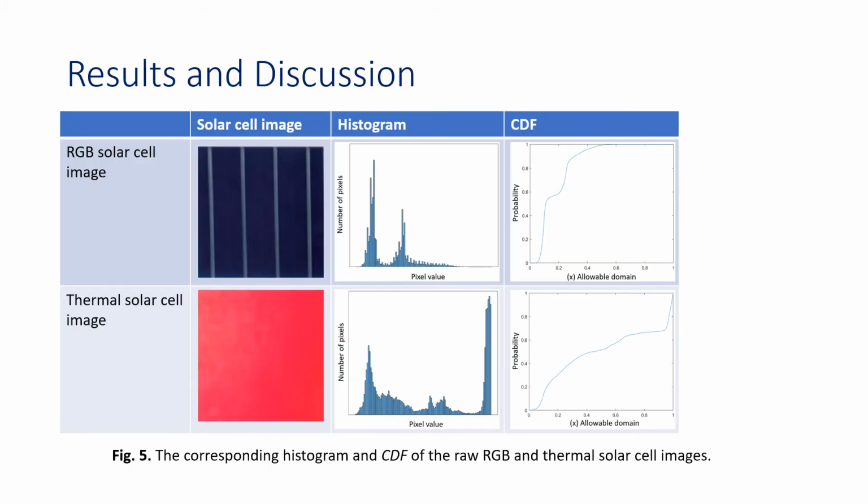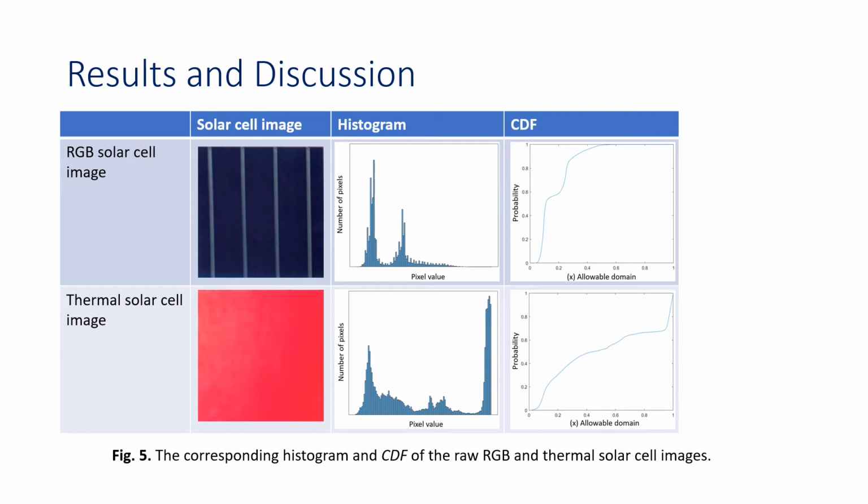Figure 5 shows images taken using an RGB camera and a thermal camera. The image histogram was plotted using the pixel values versus the number of pixels. The histogram of the RGB solar cell image exhibits a good bimodal distribution. One peak represents the object pixels, while the other peak represents the background. This is good for selecting the threshold of an image.